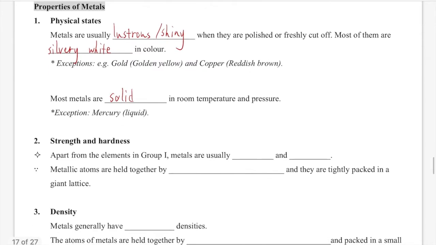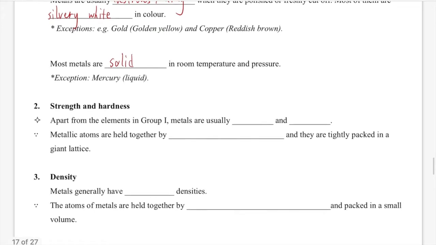Then let's take a look at the strength and hardness of metals. I don't know if you still remember, your teachers did some demonstrations with group 1 metals in grade 9. We took potassium or sodium from the paraffin oil, and then we could cut it using a knife. Group 1 metals are, generally speaking, a bit soft compared to other metals. But for all other metals, you won't be able to use a knife to cut them. So we say, except for group 1 metals, all other metals are usually strong and hard.